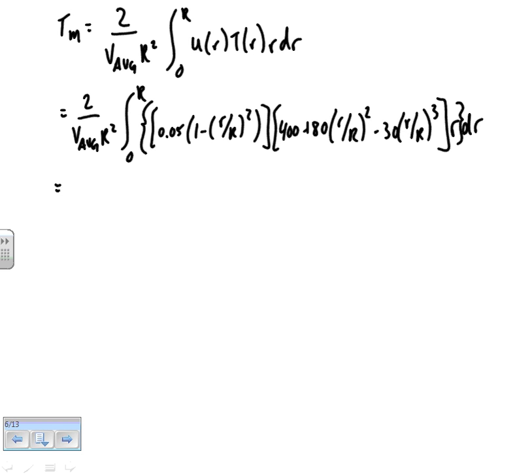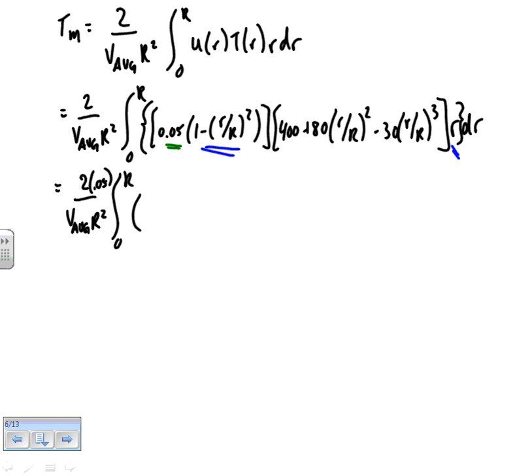Well, I just need to solve it. 2 divided by V average times cap R squared. And let me do some multiplying in this integral. I'm going to multiply that final R, this R, I am going to bring it and multiply it by this term here. Okay, start doing the multiplication. In addition, the 0.05 is a constant. I can pull that out. It's multiplying everything. So out front, I'm going to bring the 0.05.